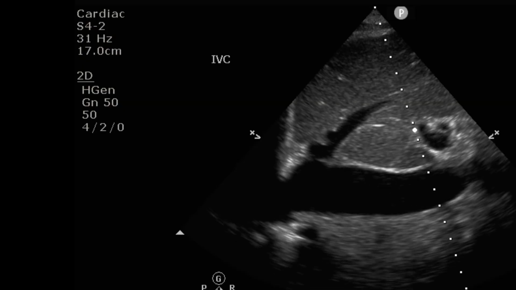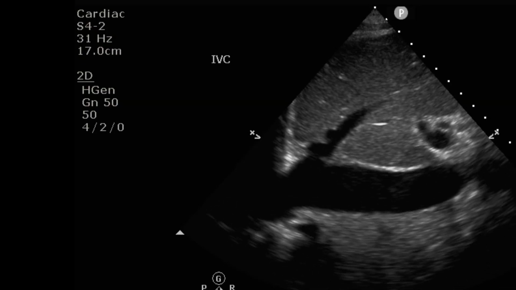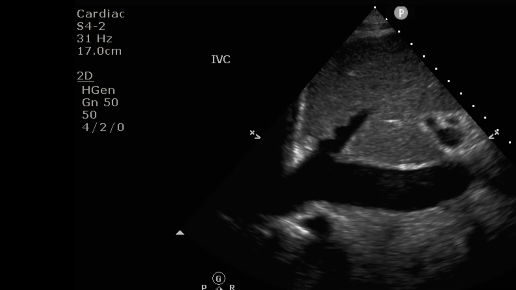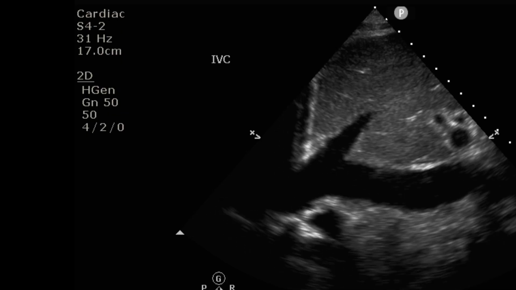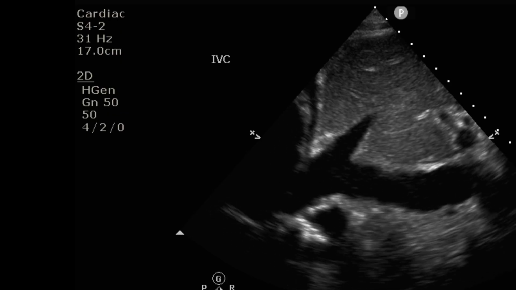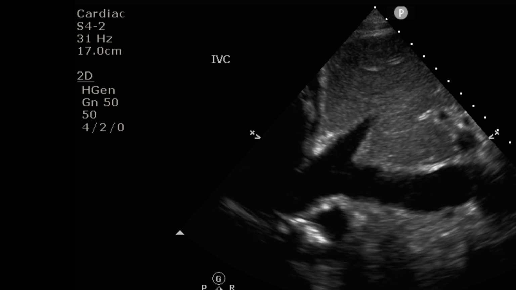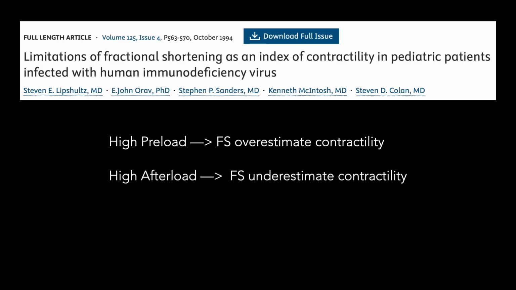The second one, which was interesting to me, is there is some degree of preload and afterload dependence for fractional shortening. This comes out of a study that I thought was interesting. I'll show you here in just a sec. If you look at this one, this is a patient who has a ginormously plump IVC, so it's going to have a little bit more preload than someone whose IVC is super duper flat. The study I was talking about earlier is this one, on limitations of fractional shortening as an index of contractility in pediatric patients with HIV.